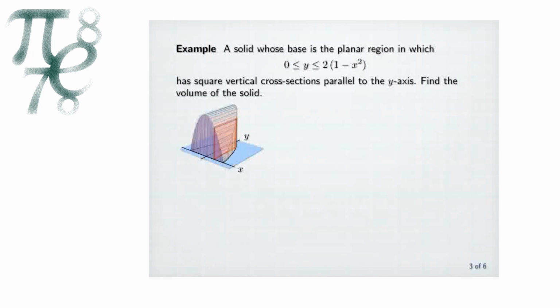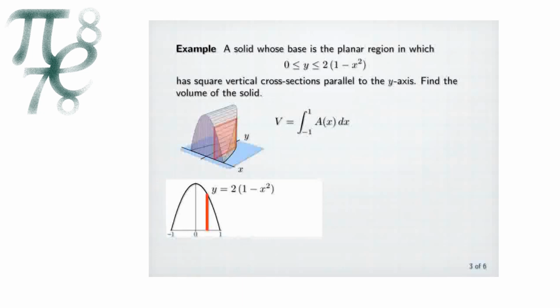We can approximate the volume by summing layer volumes given by A of x_i times delta x, and as delta x approaches 0, these approximations converge to the integral of A of x. The limits of integration are x equals -1 to x equals 1. Now let's look again at the base of the solid. Each cross-section's bottom edge extends from the x-axis up to the parabola, and so its length is simply y equals 2 times 1 minus x squared. Therefore, A of x equals y squared, or 4 times 1 minus x squared, squared.